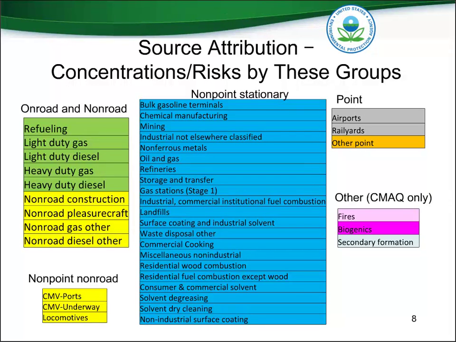We also have secondary formation. This is not an emissions group. It is obtained from the air quality modeling using CMAQ, which does the chemistry, and secondary formation produces formaldehyde, acetaldehyde, and acrolein, which are very key HAPs, as you'll see later in the results.